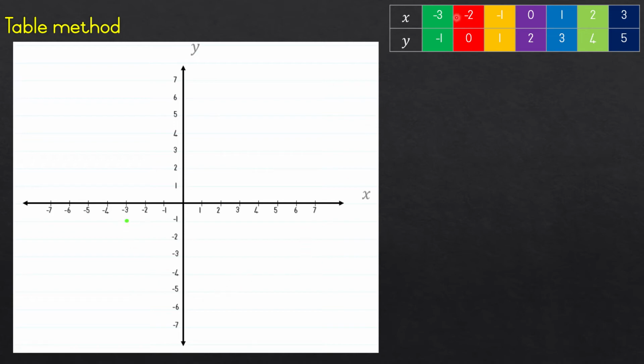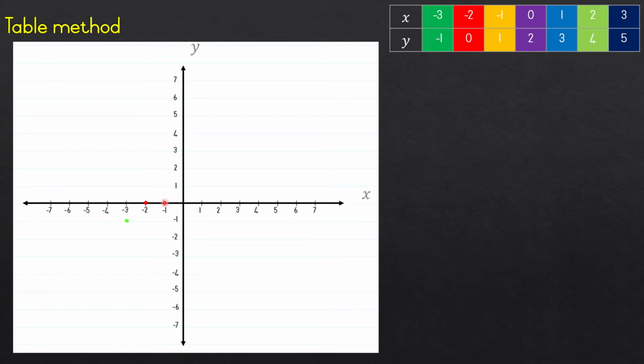The next set, red, negative 2 and 0. X is negative 2, y is 0. Can you see that this point lies on the x-axis? On the x-axis, the value for y will be 0. Doesn't matter where, anywhere on the x-axis, y is 0.